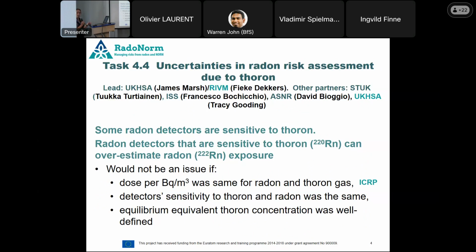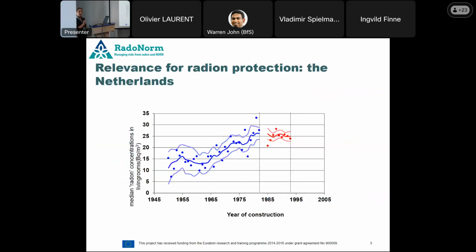That wouldn't be a problem if the dose per becquerel per meter cubed was the same for both isotopes, and if the sensitivity of the detectors was the same. And the third point, it also wouldn't be a problem if the equilibrium equivalent thoron concentration was well defined. Now, this one is really only relevant if you're looking at health risks due to both isotopes. If you're really only interested in radon, it's primarily the first two. But if you're looking at a public health assessment, then you actually need to have all.